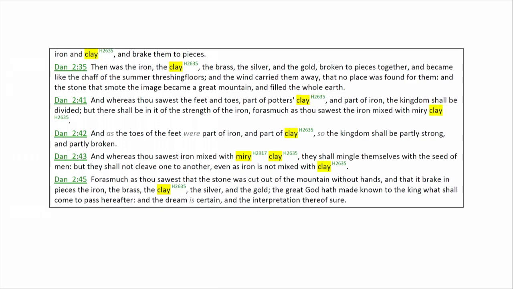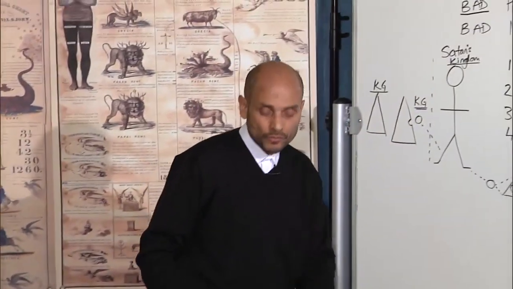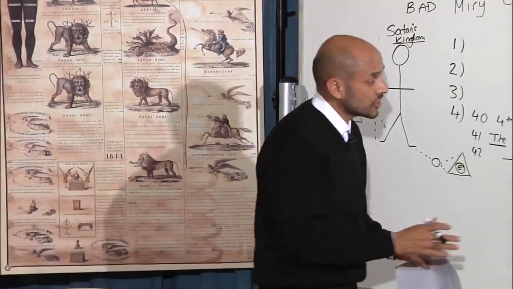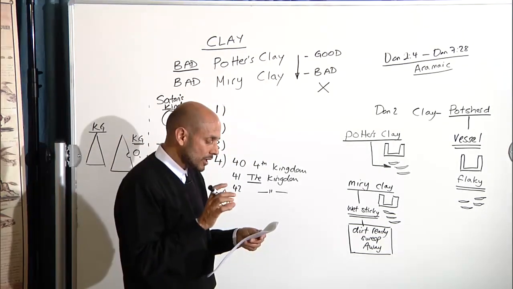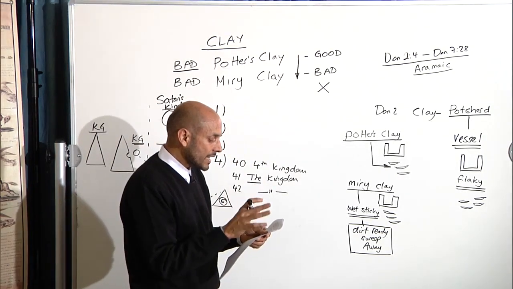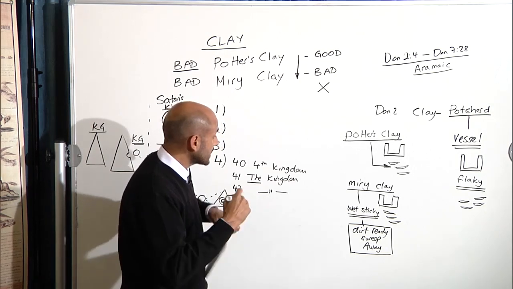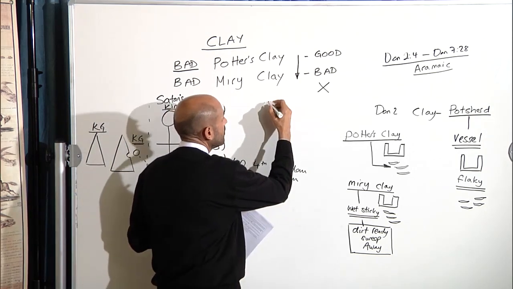I'm not dealing with the issue of the seed of men, because again, we'll get distracted. But what verse 43 is going to show us is that the iron and the clay, it says miry clay, are mixed together. And this mixture is right at the very end of the world. It's in this condition here where it's dirt that's ready to be swept away. There's going to be some interaction between the iron and the clay and the seed of men. But it says in the wording that they mix.